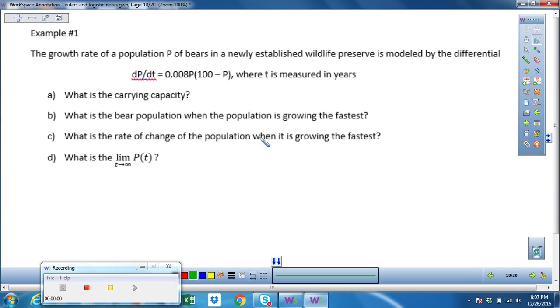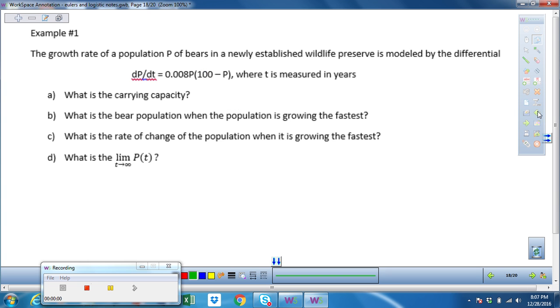All right, let's do an example. So we're told that the growth of a population is modeled by this differential equation. Now, we're not going to have to separate variables to do this. As a matter of fact, you can't separate these variables until we do partial fractions, and we won't do that until next week. So how do we find the carrying capacity?